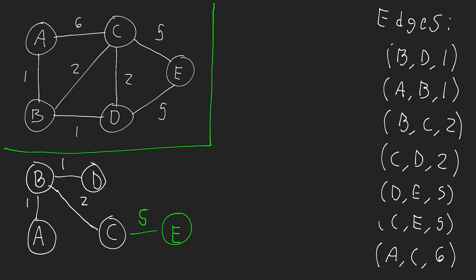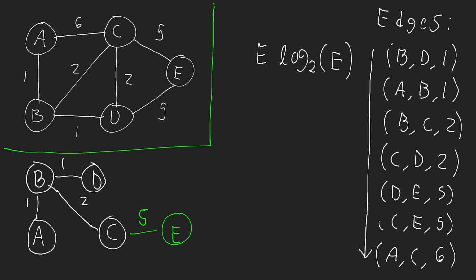So to sort our edges, how long does that take? Well, that's going to take E multiplied by the log base 2 of E time, where E is the number of edges that we have. Okay, there you go. That's how long it takes to sort the edges. Then what do we need to do? Well, we simply need to traverse through every single one of these edges and determine if they cause a cycle.